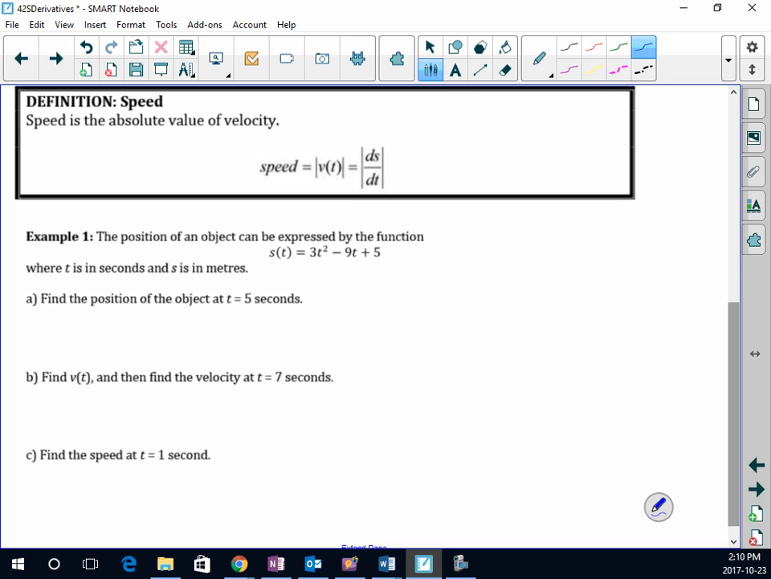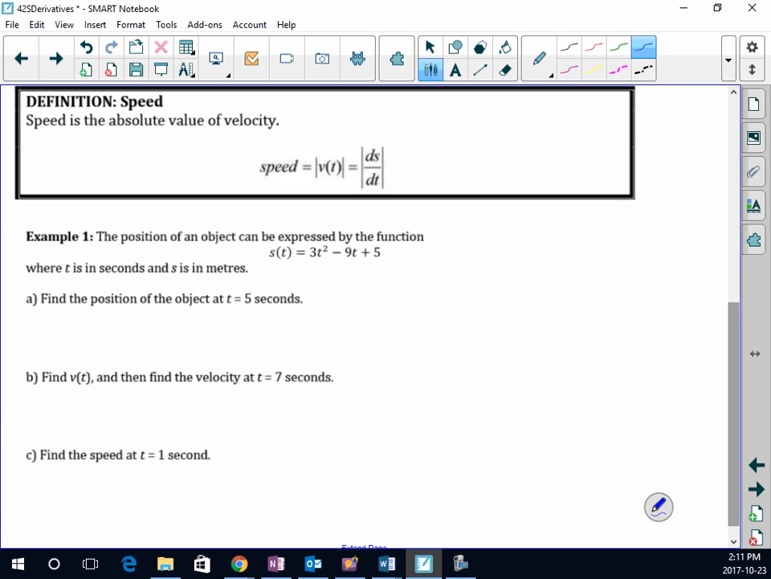Example 1, the position of an object can be expressed by the function s of t equals 3t squared minus 9t plus 5, where t is in seconds and s is in meters. Find the position of the object at t equals 5 seconds. Does everybody understand? s of t is the position. If I want to know the position at 5 seconds, what am I going to do? No, you would not find the derivative. What would the derivative tell you? It would tell you the velocity, right?